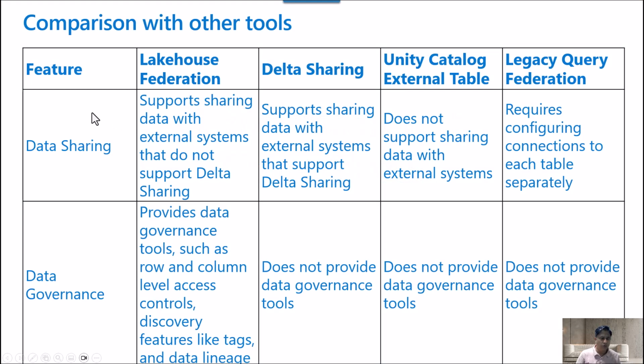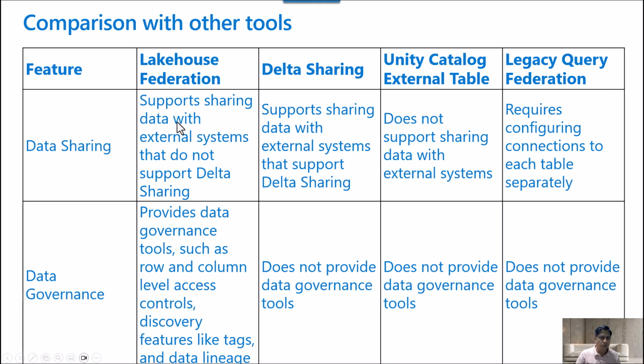So in this case we are going to discuss the different features, and in these features we will compare Lakehouse Federation with Delta Sharing, Unity Catalog external table, and legacy query federation. What are the differences between these?